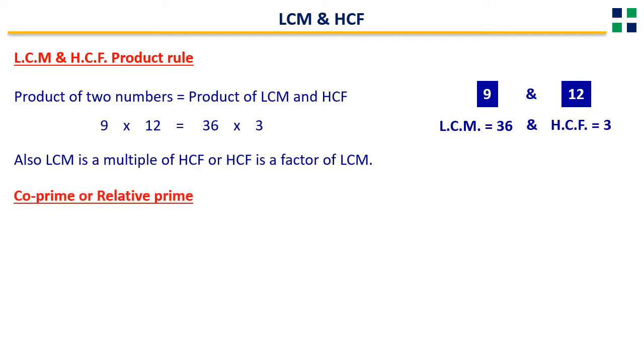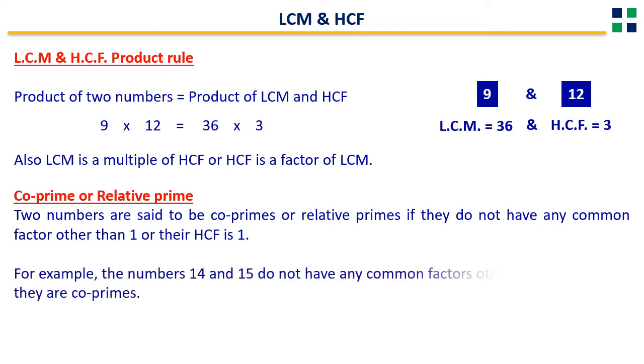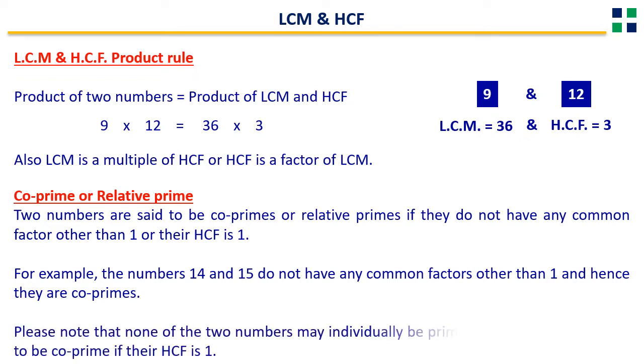Co-prime and relative prime. What does it mean? Two numbers are said to be co-prime or relative prime if they do not have any common factor other than 1, or their HCF is 1. For example, the numbers 14 and 15 do not have any common factor other than 1 and hence they are said to be co-prime. Please note that neither of the two numbers may individually be prime, but still they can be said to be co-prime if their highest common factor is 1.